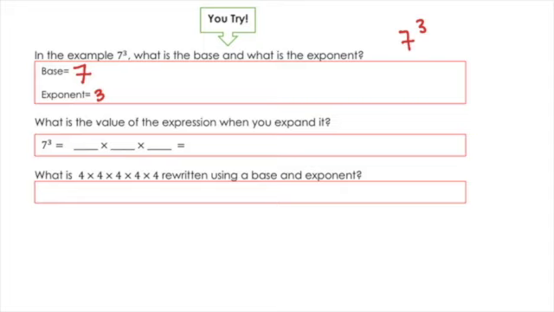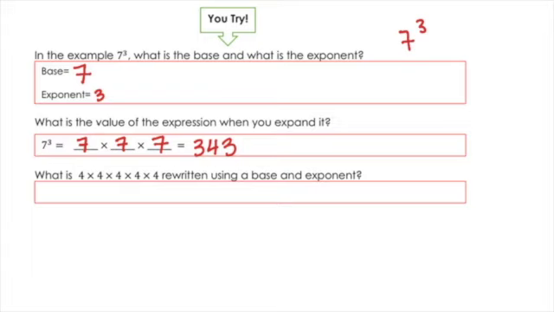So when you expand this out, you see that you have a base of 7, so that's a number that's being used in multiplication, and my exponent of 3, so that means that I'm going to multiply 7 3 times, or I'm going to use 7 3 times in multiplication, which then gives me a total value of 343.